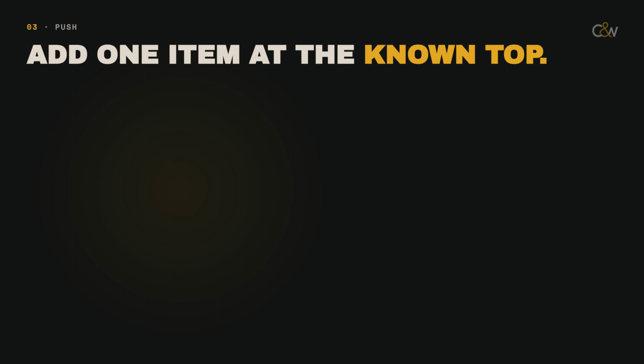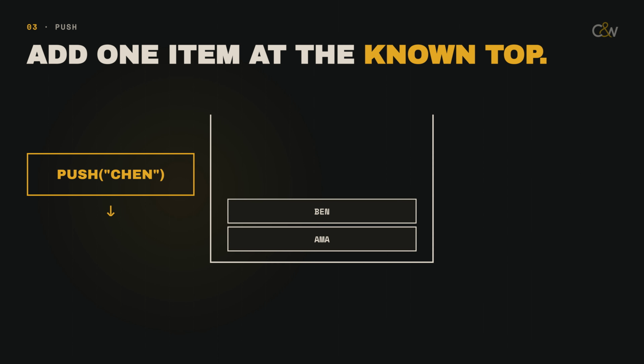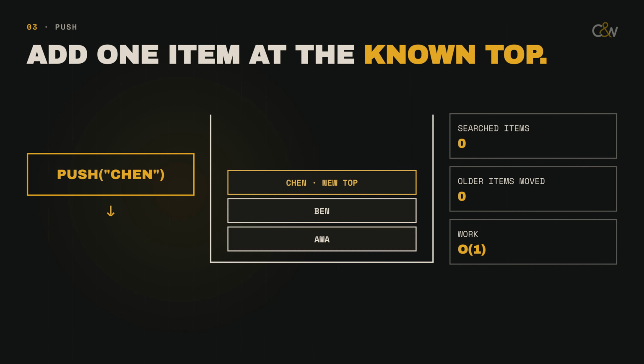If the stack contains Amma and Ben, pushing Chen places Chen above Ben and makes Chen the new top. We do not search for position, compare values, or move the older items. We only update the end we already know. In an array-backed stack, top can be the final occupied index. In a linked stack, top can be a reference to the first node. The storage looks different, but the promise is identical. Push changes 2 facts. The new item joins the stack, and top now identifies it. That tiny local change is why push is normally constant time.